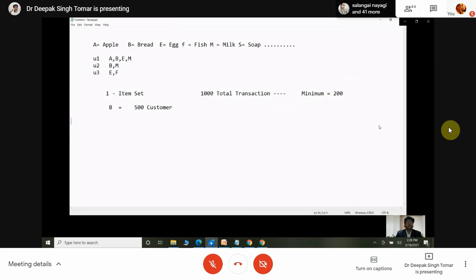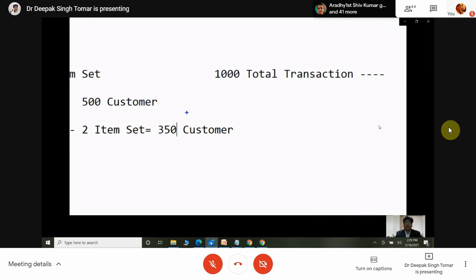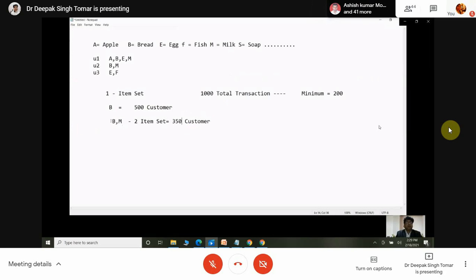When we take bread with milk, a two item set, and count how many buy them together, again it is greater than the minimum, so it is also frequent. So the two length item set is bread and milk.